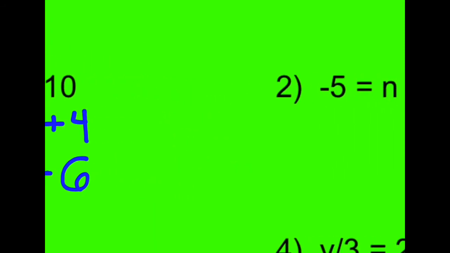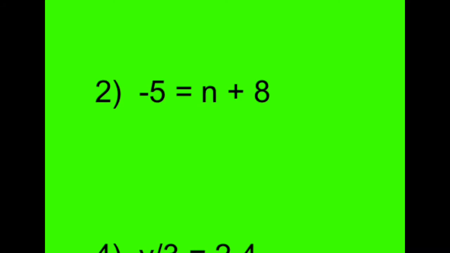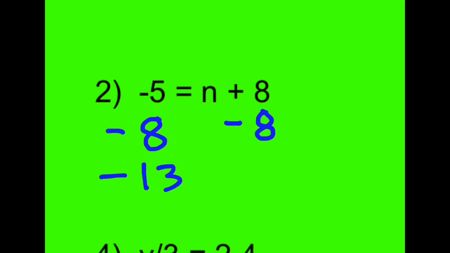Let's look at number 2. In number 2, the variable's on the other side of the equal sign. It's right here. And beside that variable is a plus 8. Well, the opposite of plus 8 is minus 8. And I'll do the same thing on that side of the equal sign. Keep everything lined up. Negative 5 and negative 8 make negative 13. Positive 8 and negative 8 make a 0, and I'm left with equals n, which is exactly what I want to be left with.